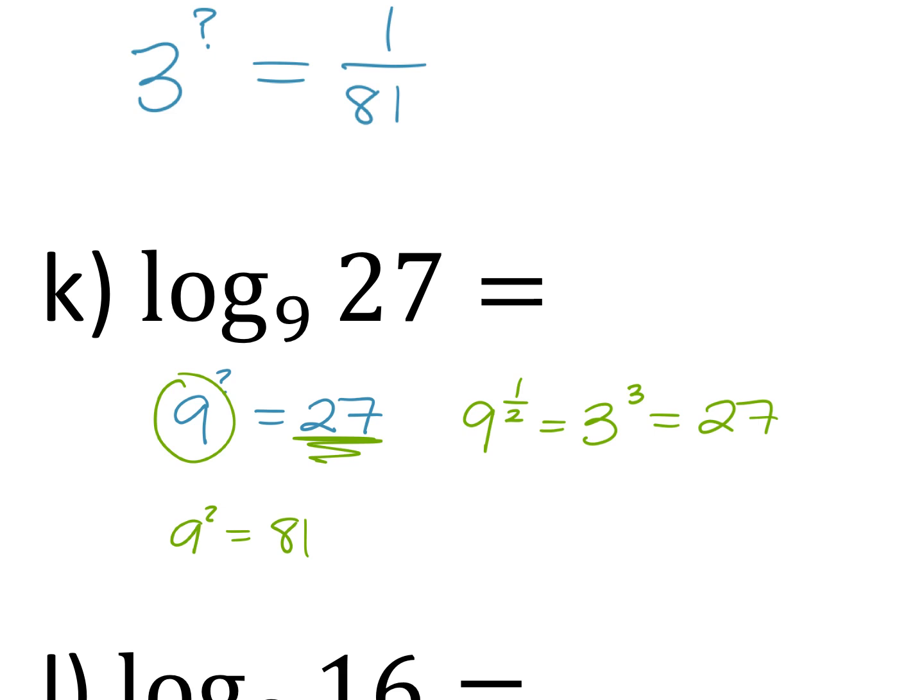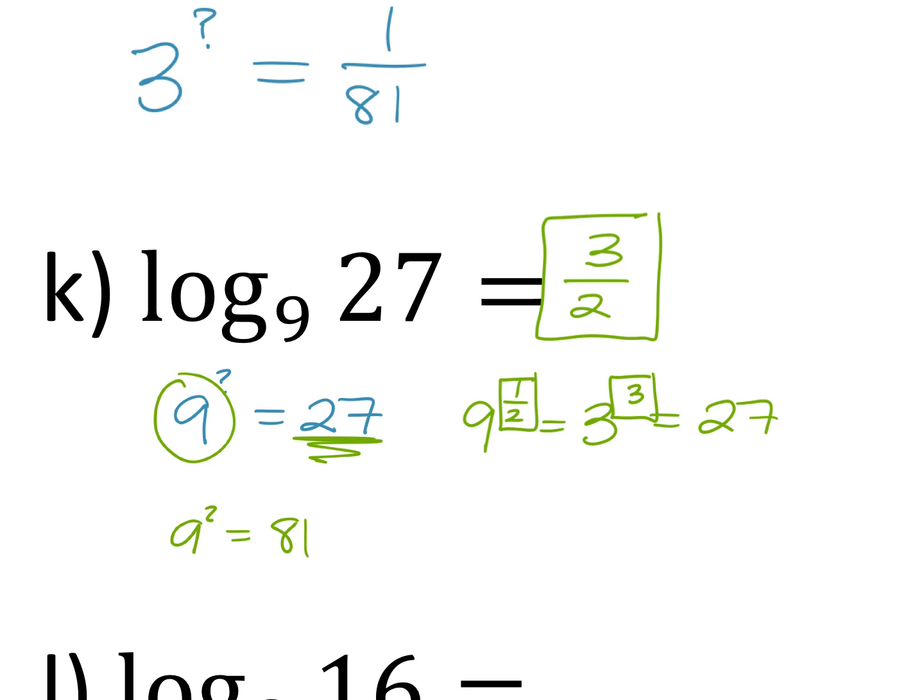So look at what we did. We started with a 9, we took it to the 1/2 power, and then we took it to the 3rd power. What do you do with the 1/2 and the 3? Multiply them, right? You're just going to multiply those together. 1/2 times 3 is 3/2, or 1.5, as Copper found, right?